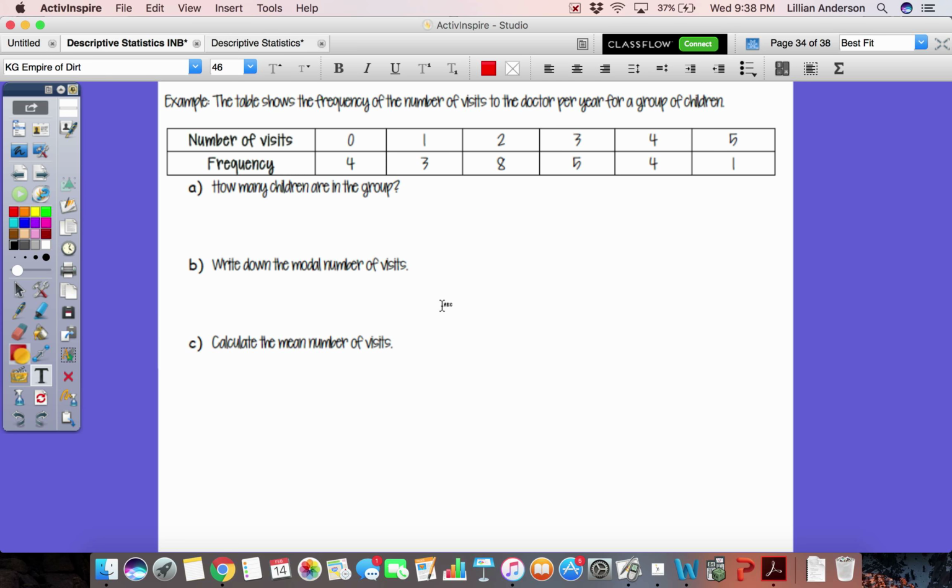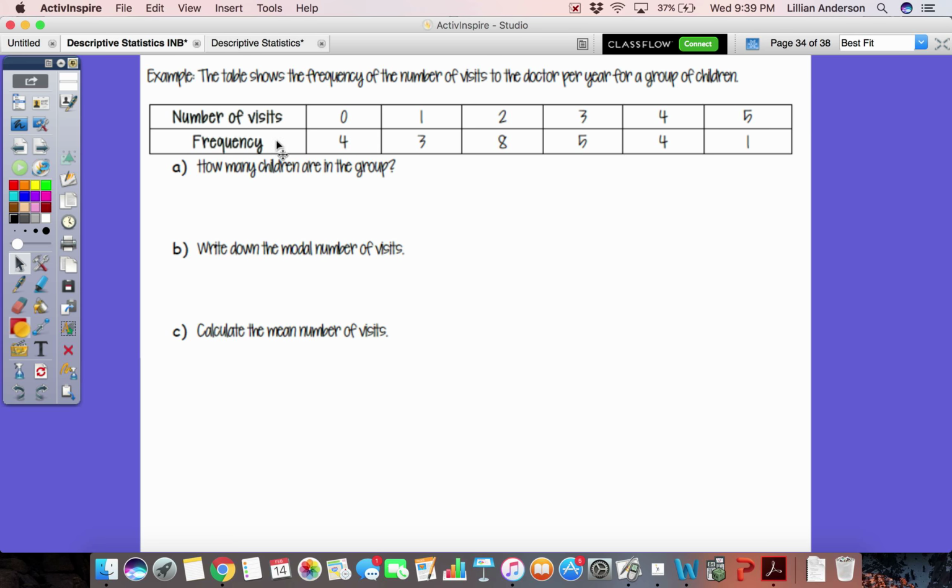Let's take a look at this example. It says the table shows the frequency of the number of visits to the doctor per year for a group of children. So we have our number of visits listed here, and then we have our frequencies. So this basically says that let's say there were 4 children who didn't visit the doctor at all. Then there were 3 children that visited the doctor only 1 time in a year. There were 8 children that visited the doctor twice, and so on and so forth.